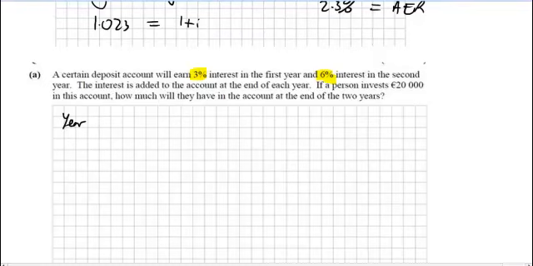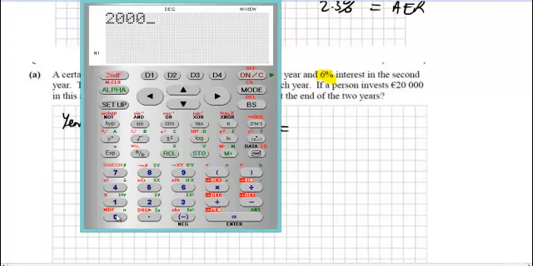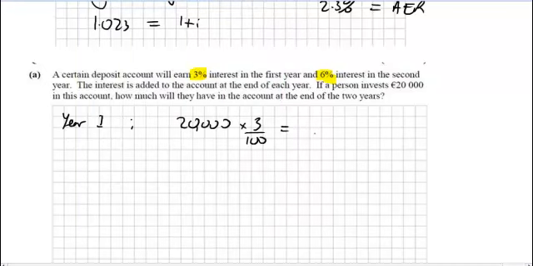So year 1, it's going to be 3%, so it's 20,000 multiplied by 3 over 100, and that'll tell us how much interest we'll make. That's 3% of the value, so it's 20,000 times 3 divided by 100. That's 600 euro in interest. So the value will be €20,600 after year 1.